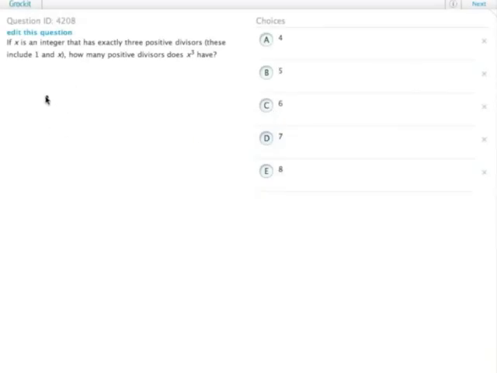This question can be pretty challenging. So x itself is an integer. That's probably important to write down. x equals an integer, and it has 3 positive divisors.